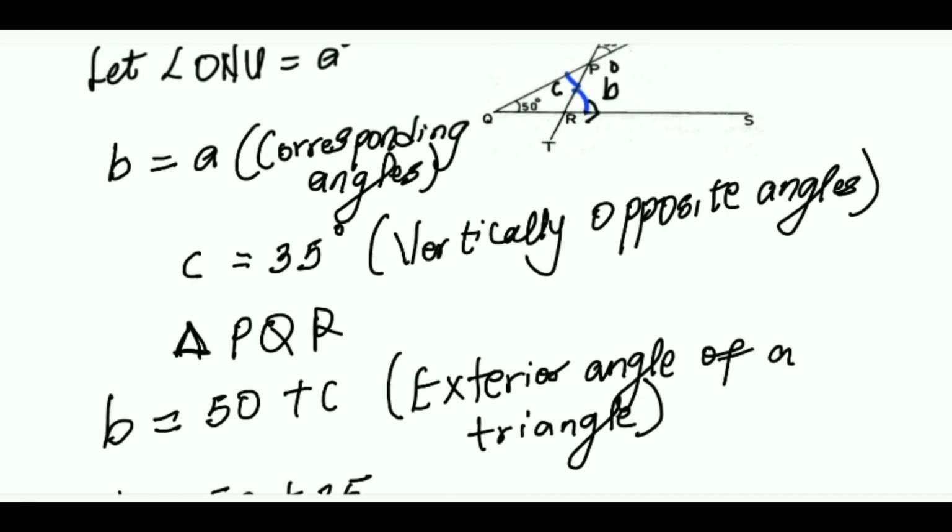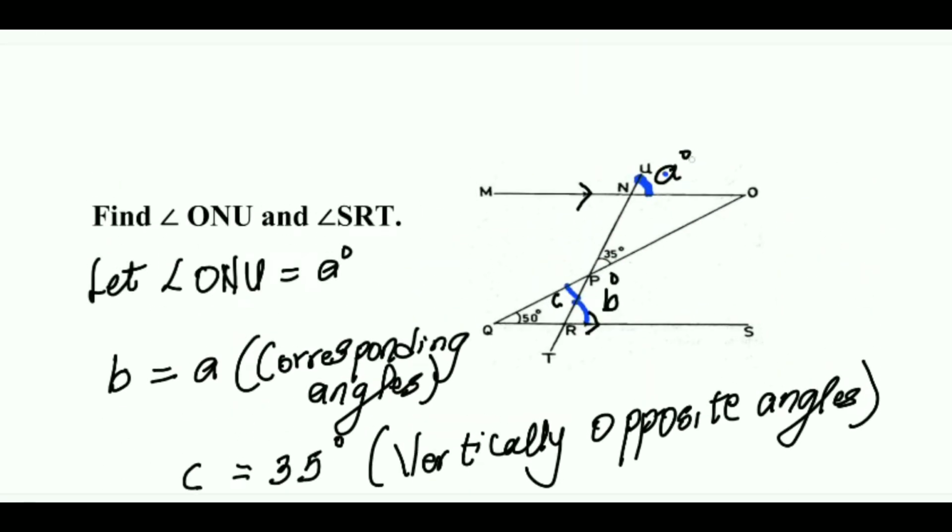Okay, so now let's continue. Remember I said that B is equal to A, corresponding angles. So if I have the value of B, that means I've found the value of A. I hope that is clear. All right. So consider triangle PQR. Please consider that triangle.